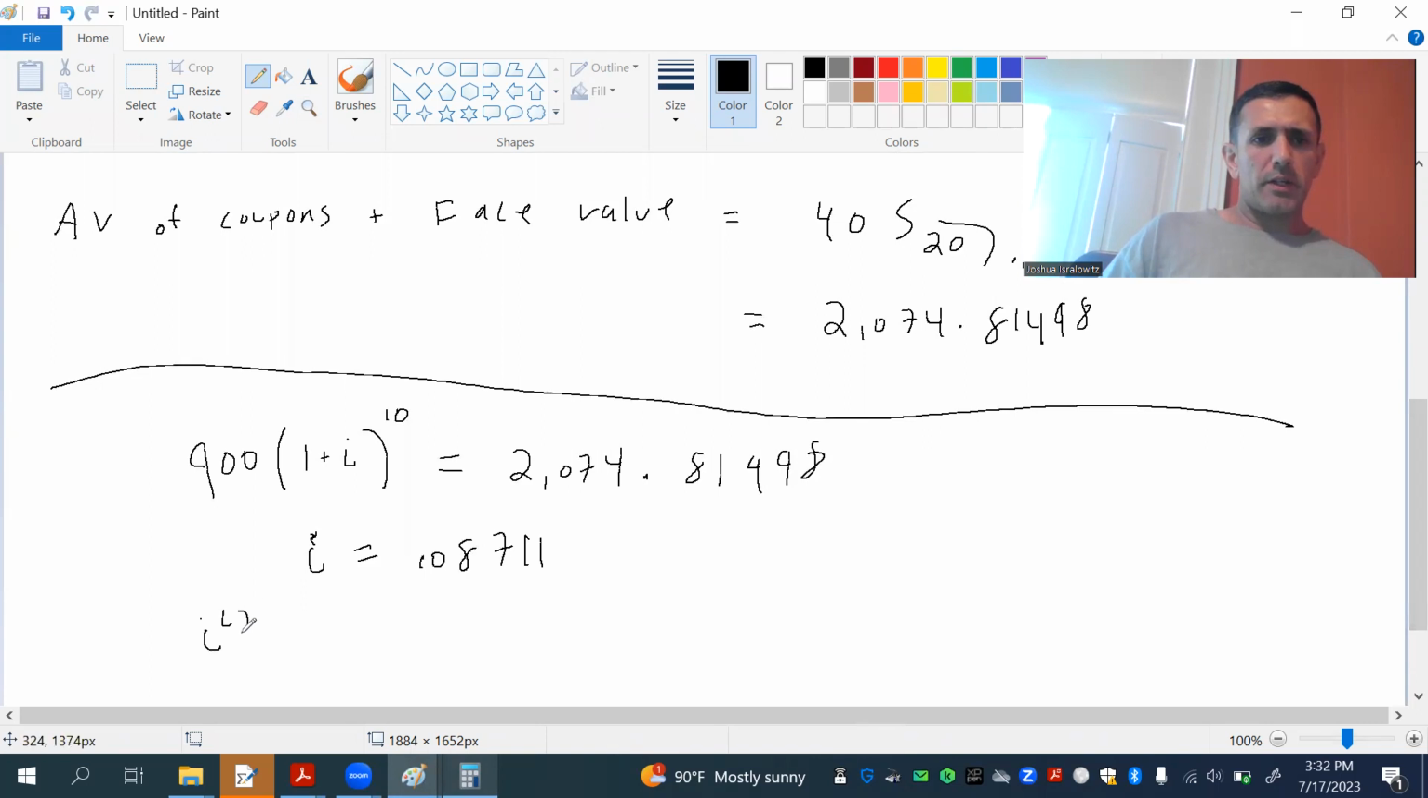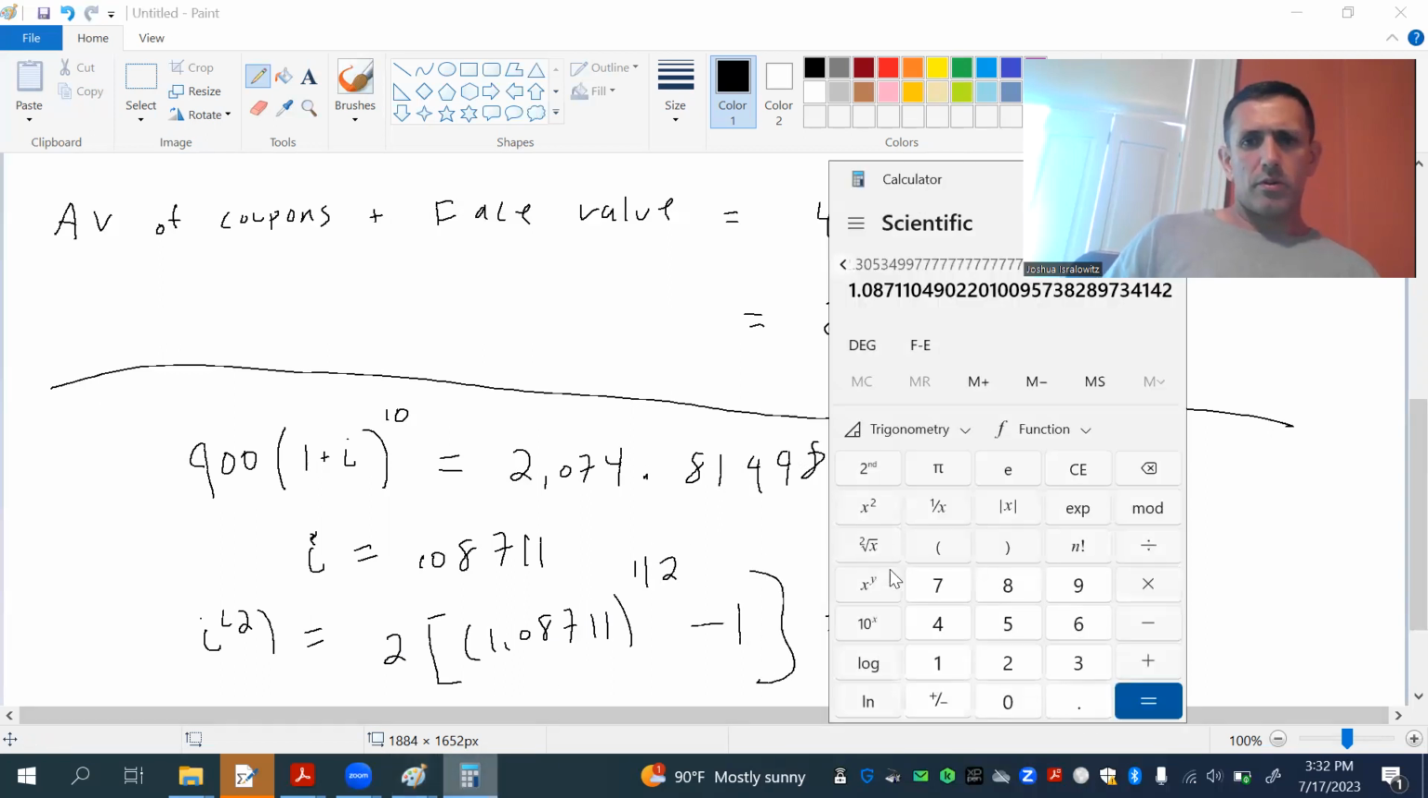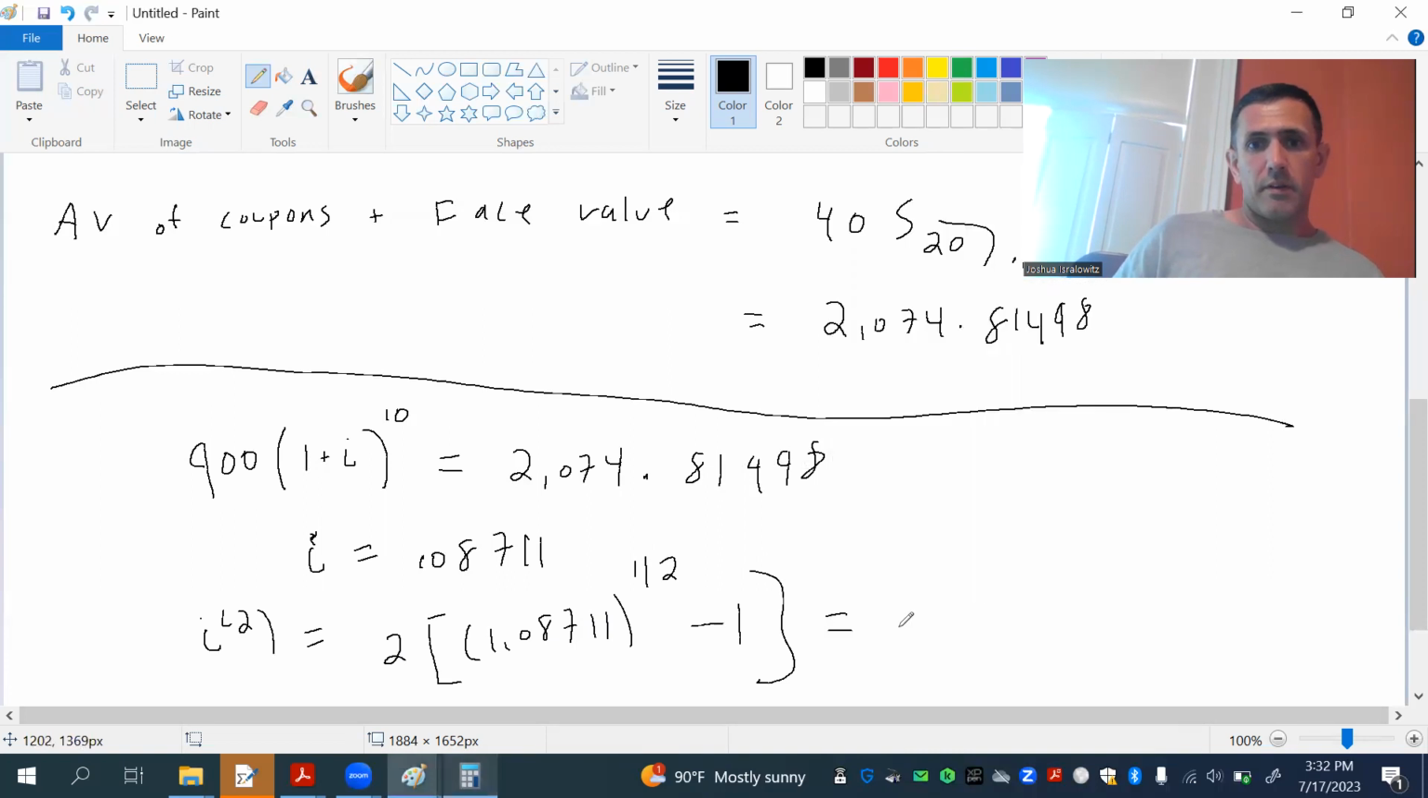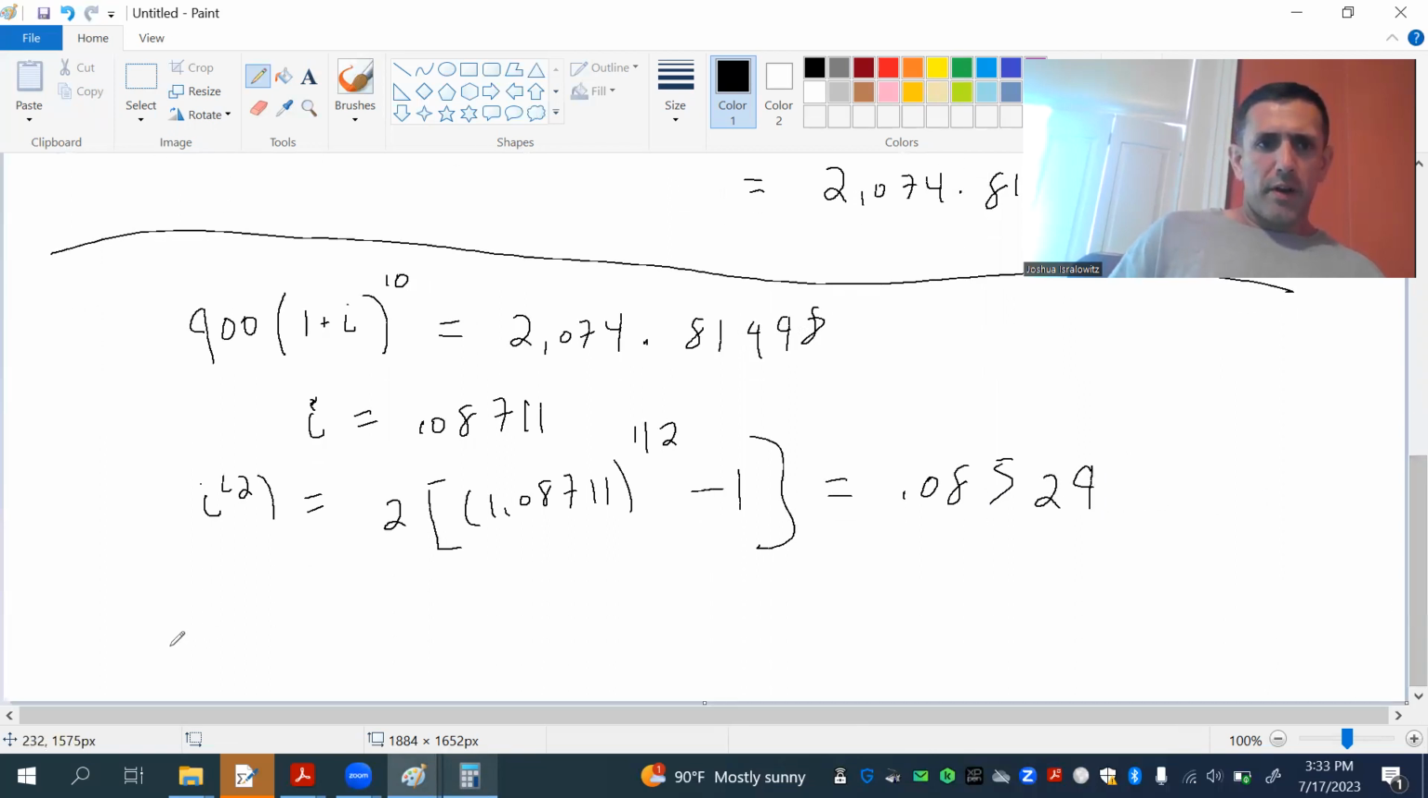Okay, so last but not least, convert this into a nominal semi-annual interest rate. It's 2 times (1 plus i) raised to the 1/2, minus 1. So square root this, minus 1. 0.08529.